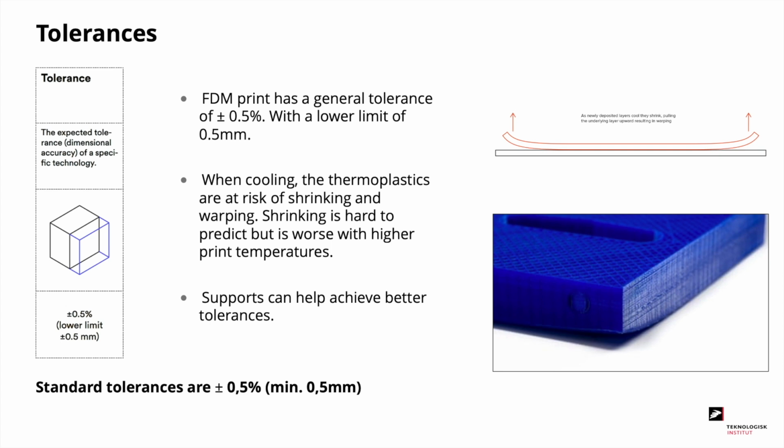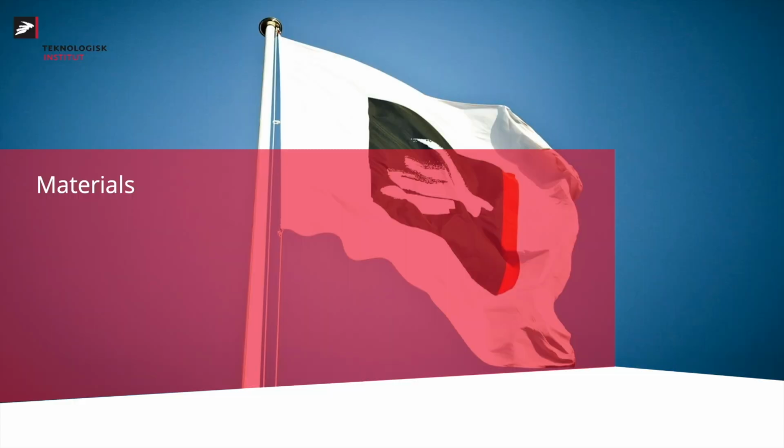FDM printing has a general tolerance of plus minus 0.5% with a lower limit of 0.5 millimeters. This is because when the part is cooling down, the plastics has the risk of shrinking and warping. Shrinking can be hard to predict, but it gets worse with higher print temperatures. To the right, you see an example of how a part can warp while it's cooling down. To prevent this from happening, you could use more support material or even glue to stick the part to the build plate. Now it's time to look at some of the many different materials for FDM printing.